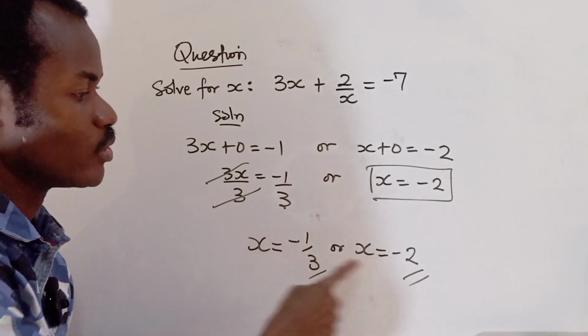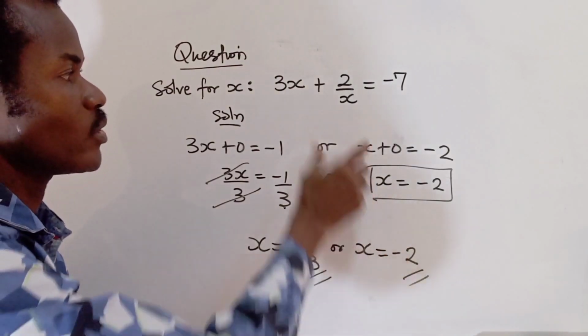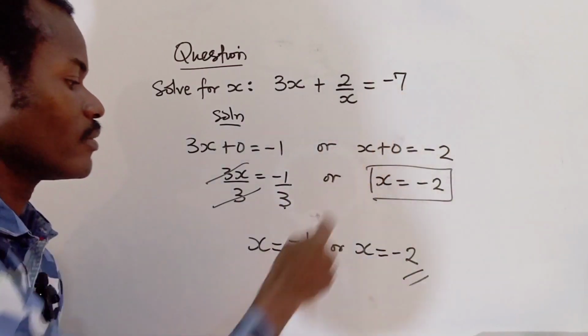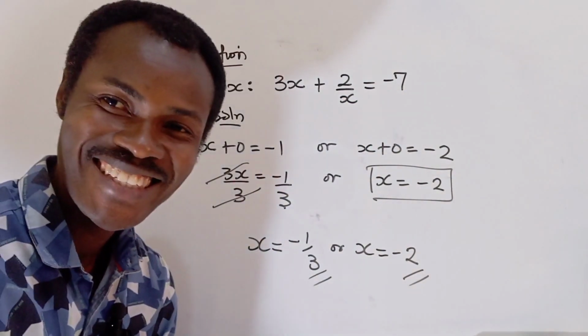You can also do well to substitute the values of x as -2 here to see if you get -7, and -1/3 here to see if you get -7.